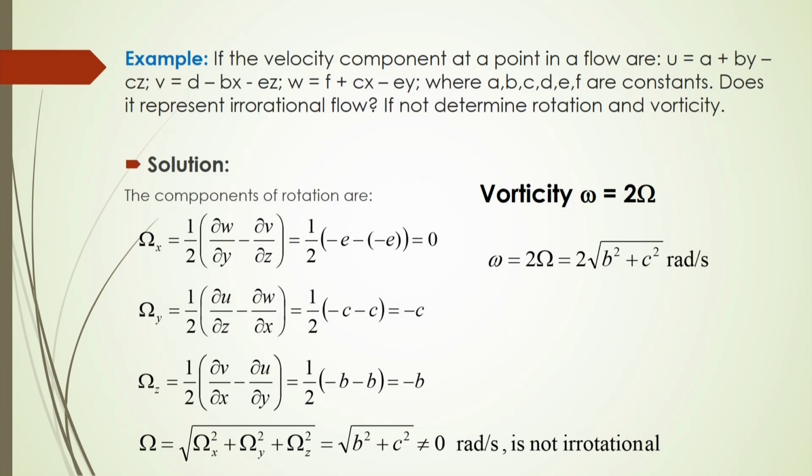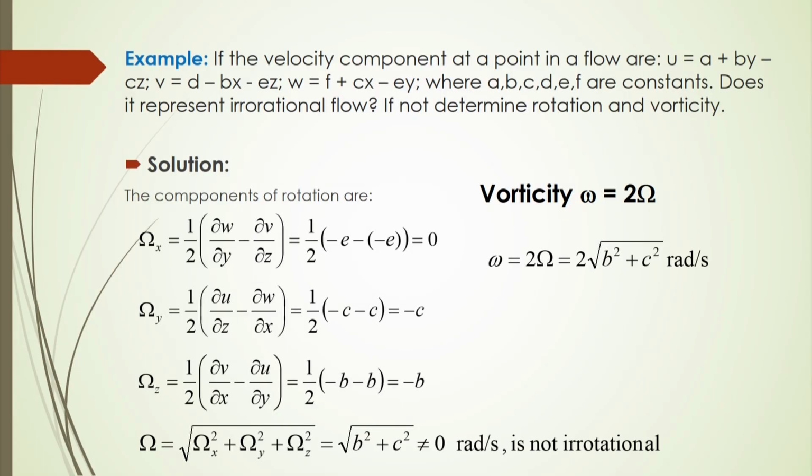As an example, consider that the velocity components at a point in a flow are u equal to a plus b y minus c z, v equal to d minus e z, and w equal to a plus c x minus e y, where a, b, c, d, e, f are constants. In this case, you have to tell whether the fluid is moving as an irrotational flow or a rotational flow. If it is not irrotational flow, then calculate the rotation and vorticity of this fluid flow.